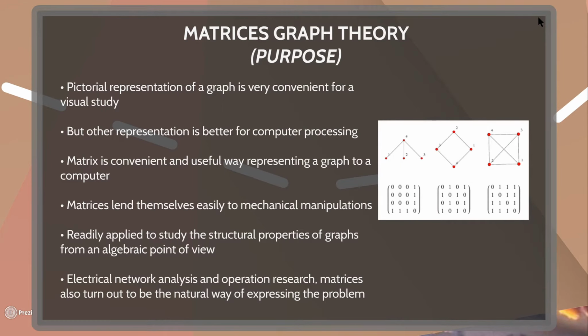Although a pictorial representation of a graph is very convenient for a visual study, other representations are better for computer processing. A matrix is a convenient and useful way of representing a graph to a computer. Matrices lend themselves easily to mechanical manipulations. Besides, many known results of matrix algebra can be readily applied to study the structural properties of graphs from an algebraic point of view.